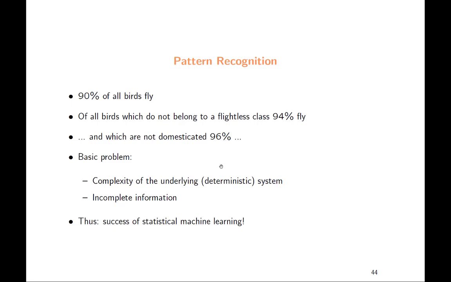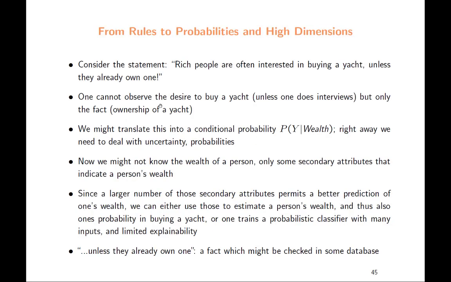So one problem is the complexity of the underlying maybe deterministic system, and then of course another problem is incomplete information. So here we can make the statement even with incomplete information about the bird, whereas a logical system would find it very difficult to make a statement here at all. And this is sort of the reason for the success of why statistical learning is so powerful.